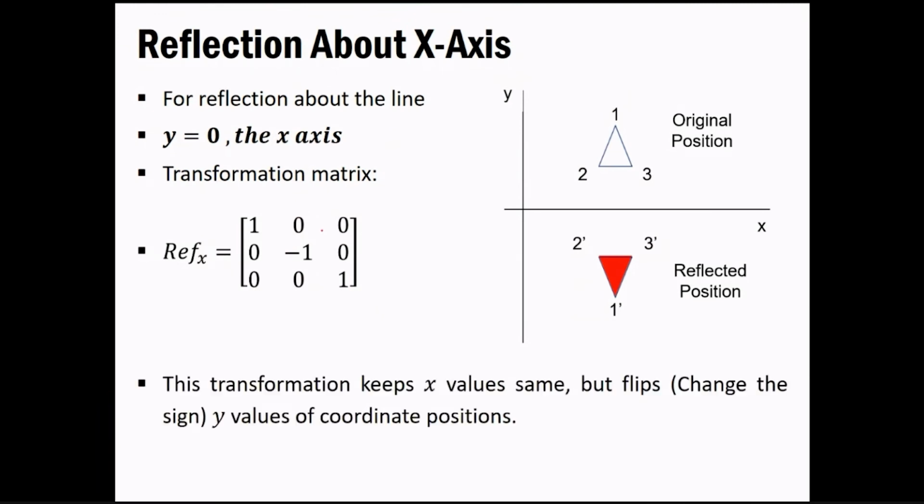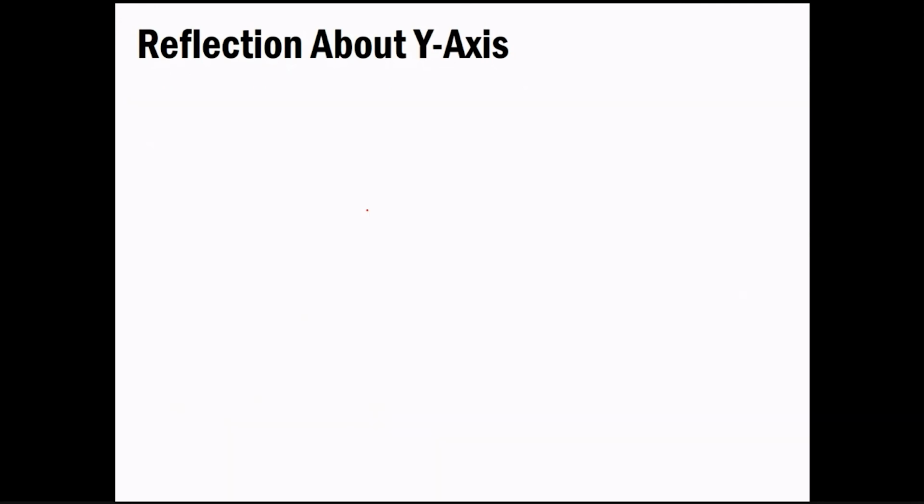This transformation keeps the x value the same but flips, or changes the sign of, the y values of the coordinate position. It will flip the y values of the coordinate position. So you keep the x value the same and just change the sign of the y value, and it would give you the reflected position. The general transformation matrix is given to you, and you just have to follow it.